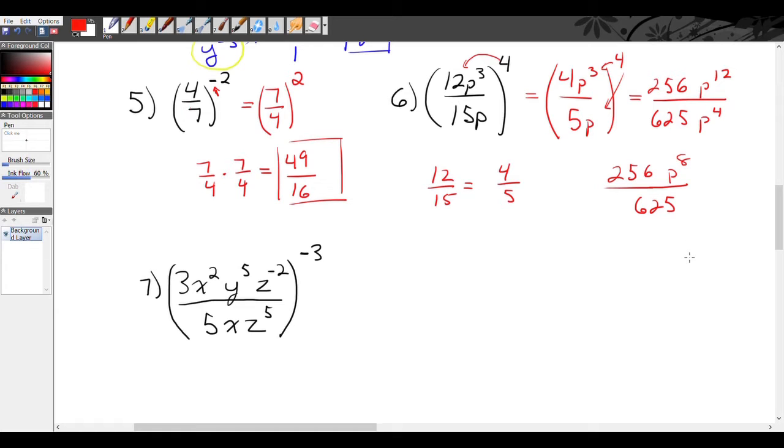625. If you're wondering what happened to the p in the bottom, well, that p in the bottom disappeared when I divided. P to the 12th divided by p to the 4th, and then when I did 12 minus 4, that's why this p is no longer down here. So my simplified expression is 256 p to the 8th over 625.